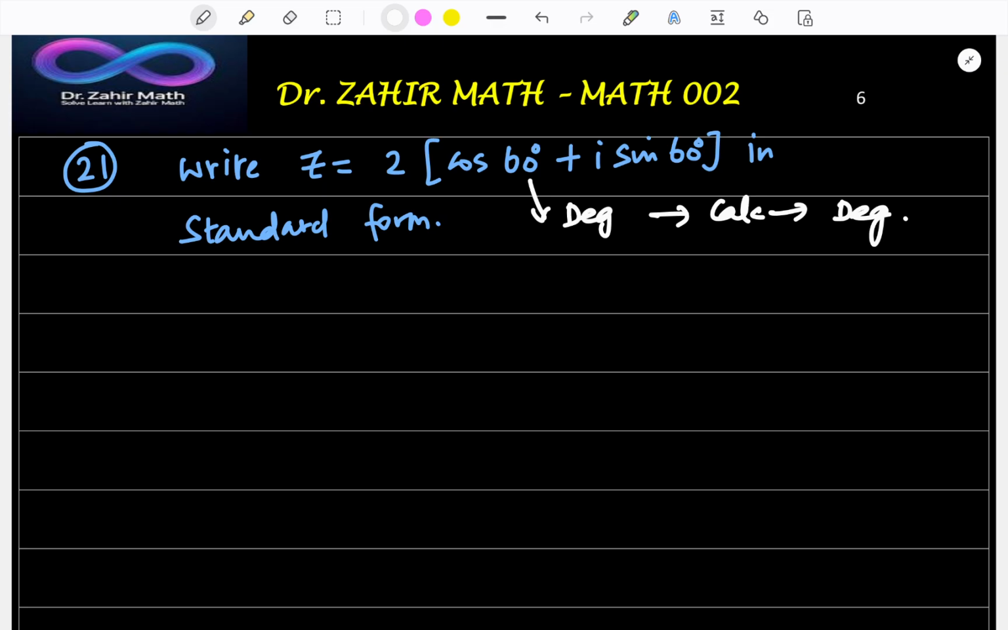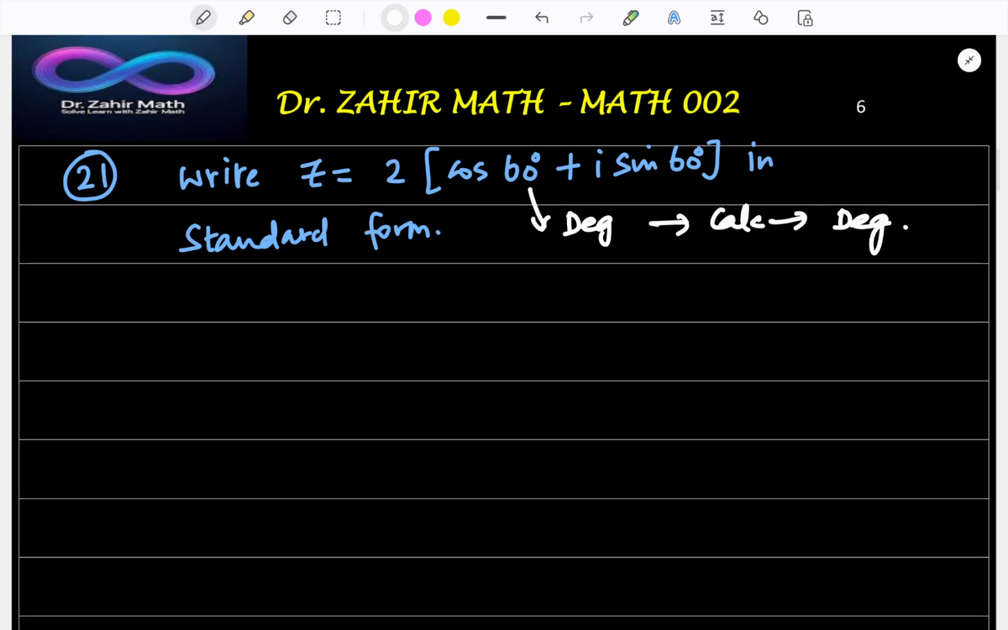How to change? First of all, clear the mode: shift 9 3 equal, then mode, press number 2 for complex. Now go to shift mode and press 3. If you press 3, you will get degree.